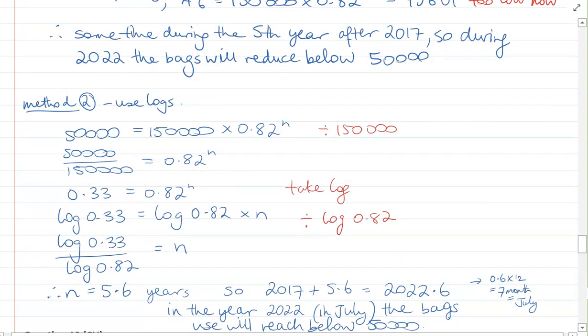Alternatively, for those that are confident with logs, you could find a bit more of a precise solution there. By subbing in your 50,000, isolating the n value by taking the log of both sides, you end up with an n value of 5.6 years. So again, agreeing with our trial and error, in the year 2022, the bags will reach below 50,000.